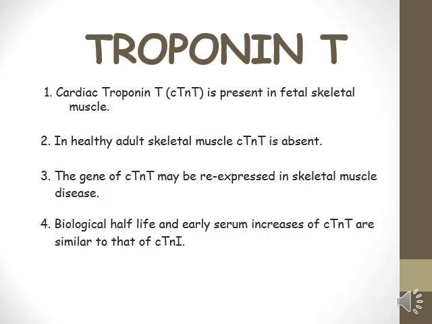Troponin T is another isoenzyme of troponin protein. It is present in the fetal skeletal muscle, but in healthy adult skeletal muscle, troponin T is not present. The gene of troponin T may be expressed in skeletal muscle disease. Biological half-life and the early serum increase in troponin T are similar to that of troponin I.